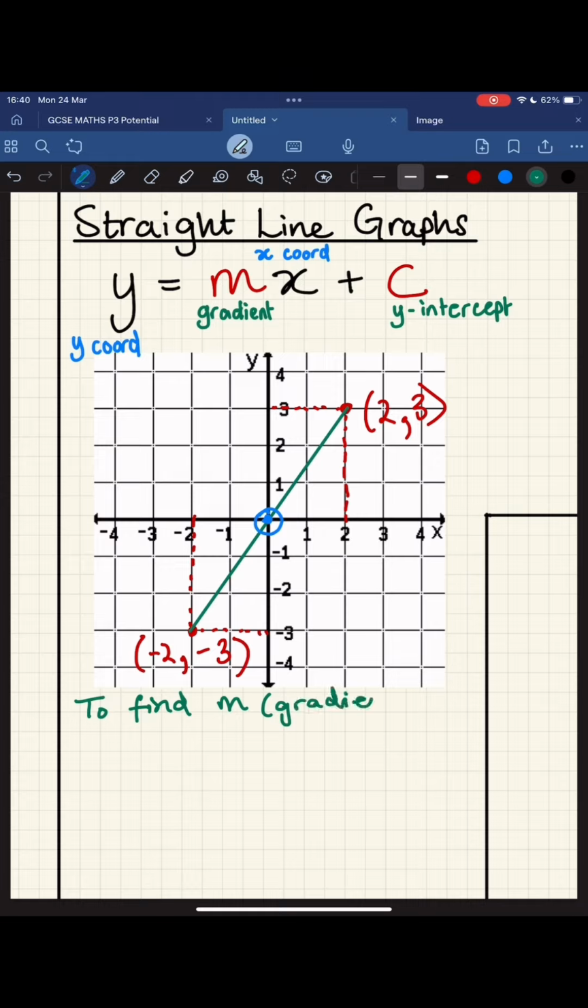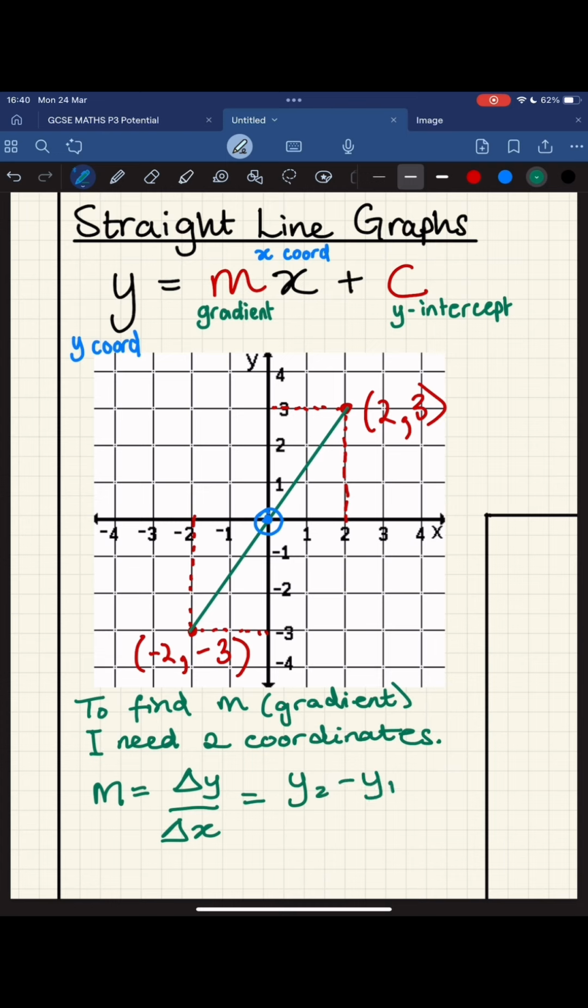To find the gradient of a line, I need 2 coordinates. And that gradient is equal to the change in y divided by the change in x, or y2 minus y1 divided by x2 minus x1. To understand what y2 and y1 are, I'm going to label my coordinates. This will be coordinate 2 and this will be coordinate 1.